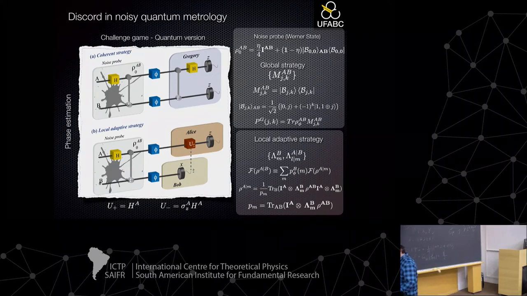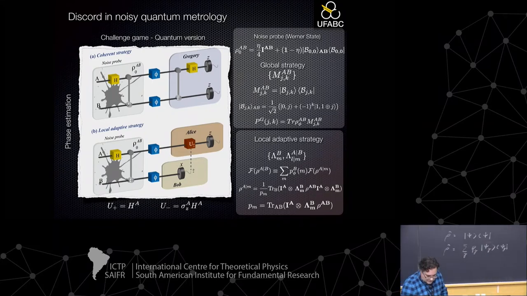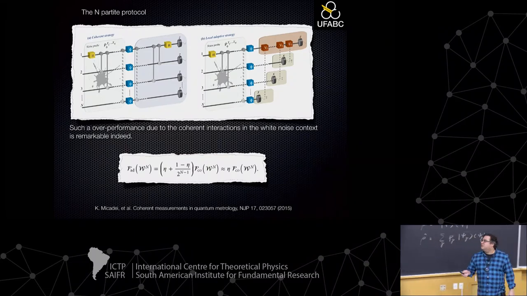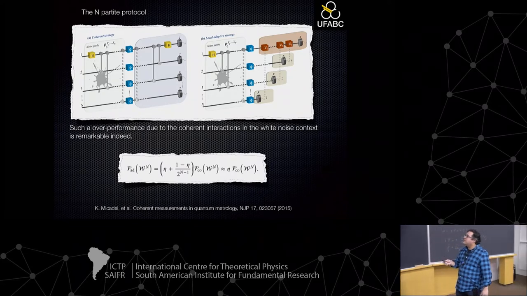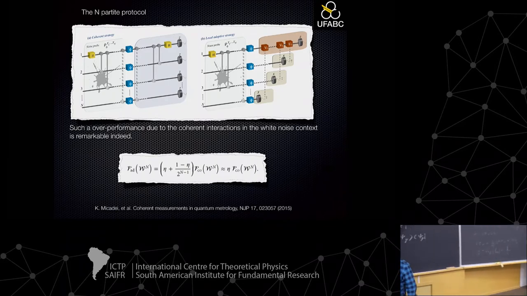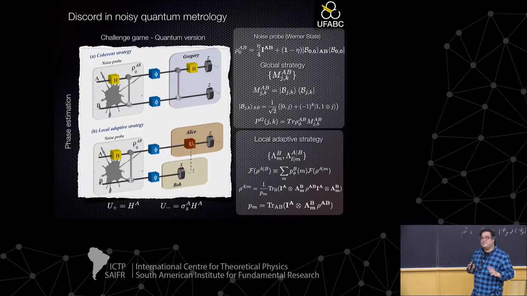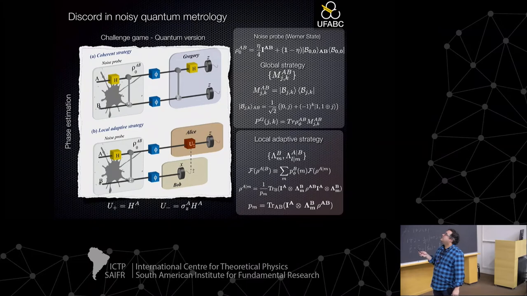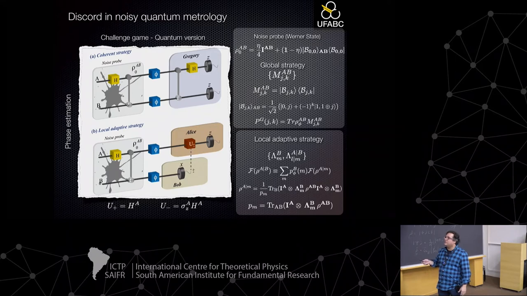So this is one difference from the classical metrology protocol. And when we do this phase estimation protocol with N qubits, the difference between the two protocols scales in this way. So the adaptive protocol is proportional to this. I'm considering now a Werner state. It's difficult to make these calculations for a general state. For a Werner state, we can show, or at least we can argue, that we have the optimal protocol for the adaptive case and for the coherent case.